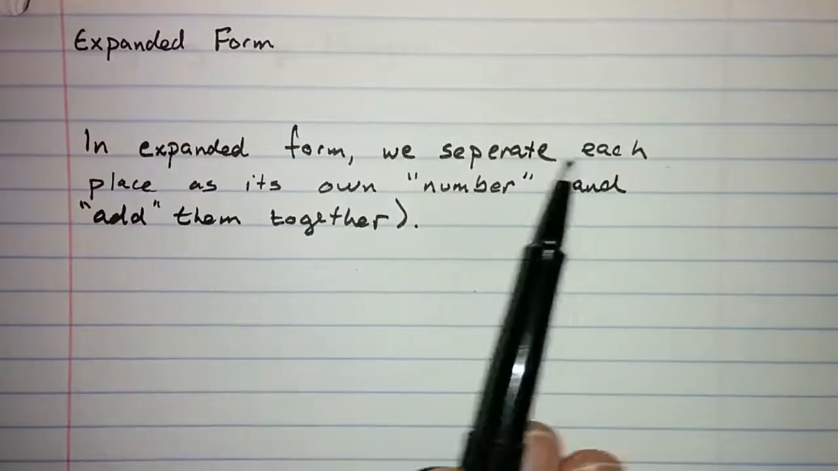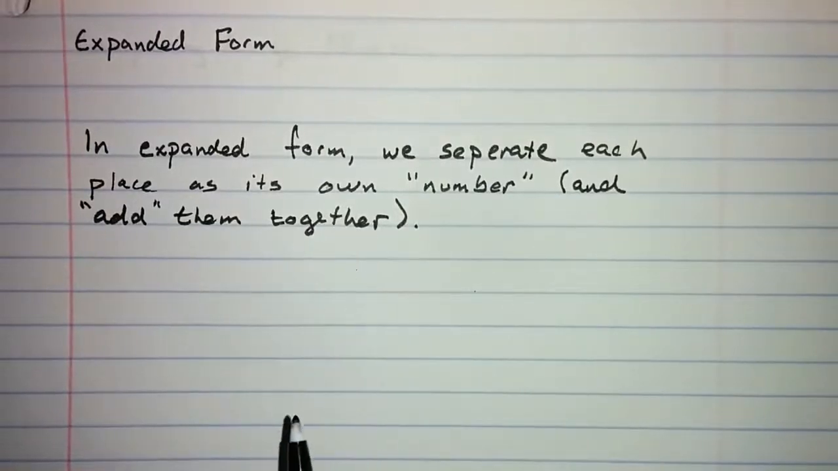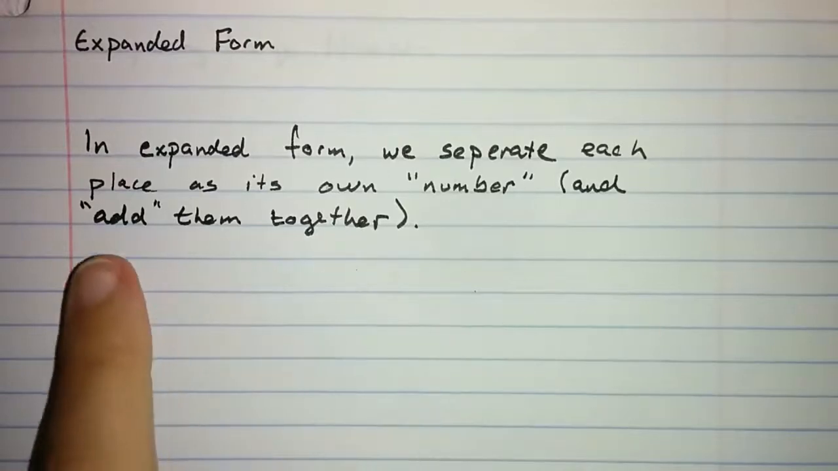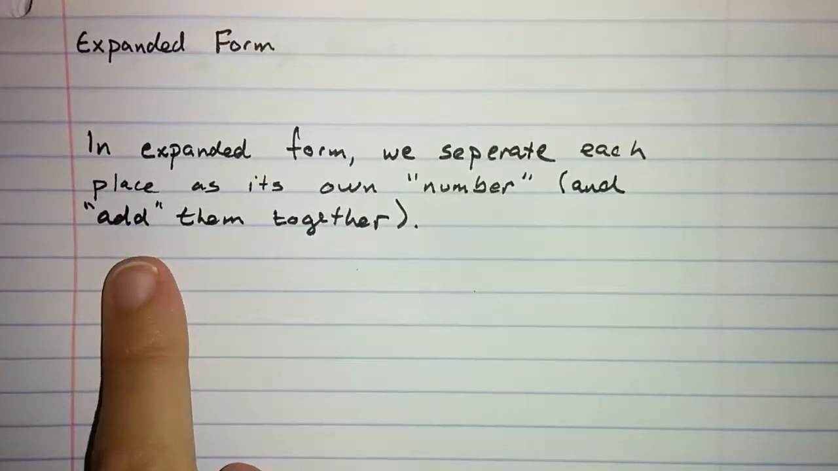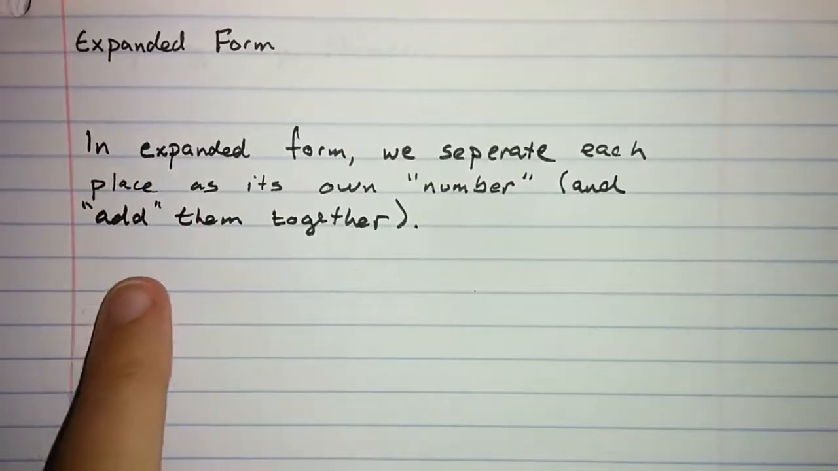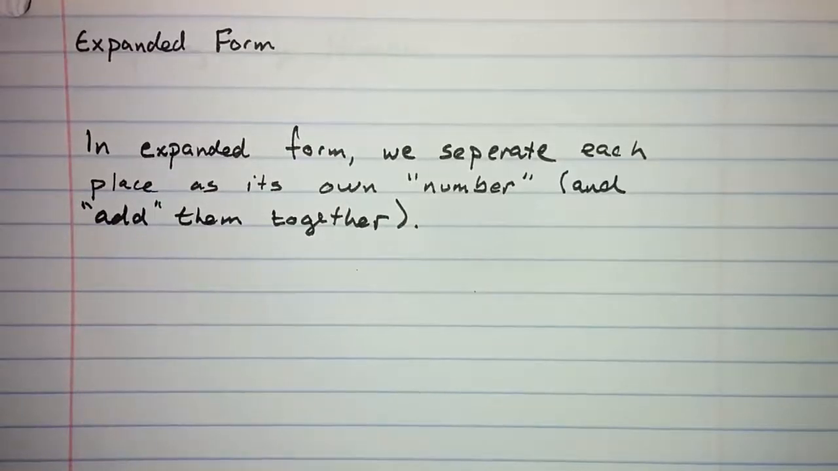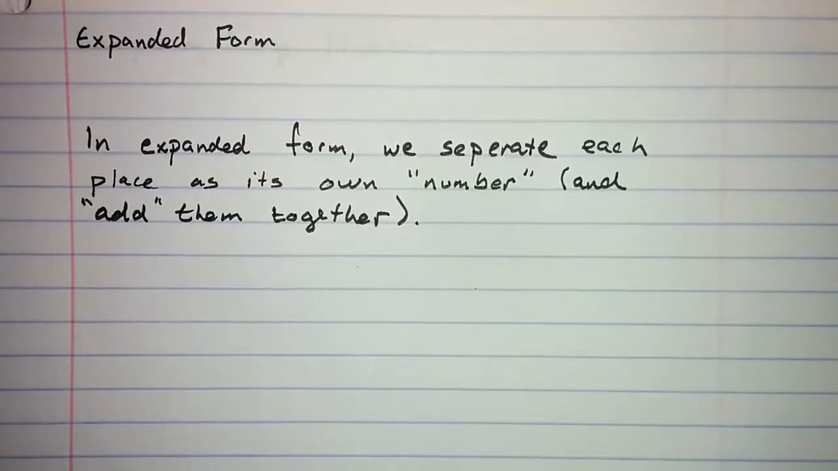What is the expanded form? In expanded form, we separate each place as its own number and add them together. Now, later on when we've talked about addition, I'm going to get rid of the scare quotes on these terms, in particular on add, but we haven't really talked about what we mean by add yet. So for the moment, these plus signs just mean combine them into one number. I'm going to show you an example of the expanded form.